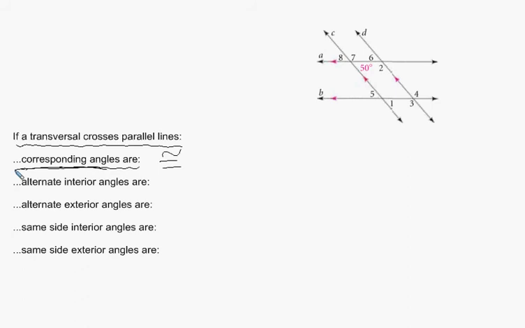And these facts that we're going to prove are that if the transversal crosses parallel lines, alternate interior angles are also congruent. Exterior angles are also congruent. Same side interior angles are supplementary, so their measures add to 180. And same with same side exterior angles. They are also supplementary, so their measures add to 180.